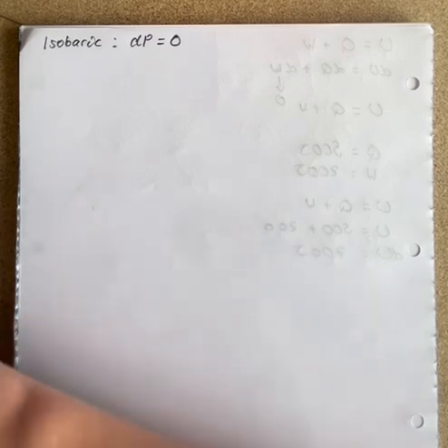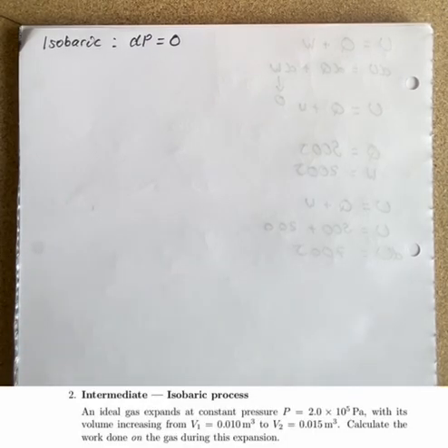That will change exactly what you're doing, but the concept of solving these problems is the same. So let's read through it. An ideal gas expands at constant pressure P, which is 2 times 10 to the 5 pascals, with its volume increasing from V1 to V2, which are 0.01 meters cubed to 0.015 meters cubed respectively. Calculate the work done on the gas during this expansion.